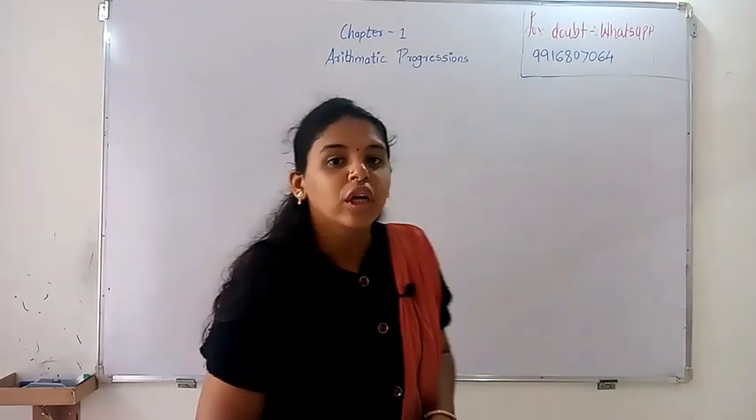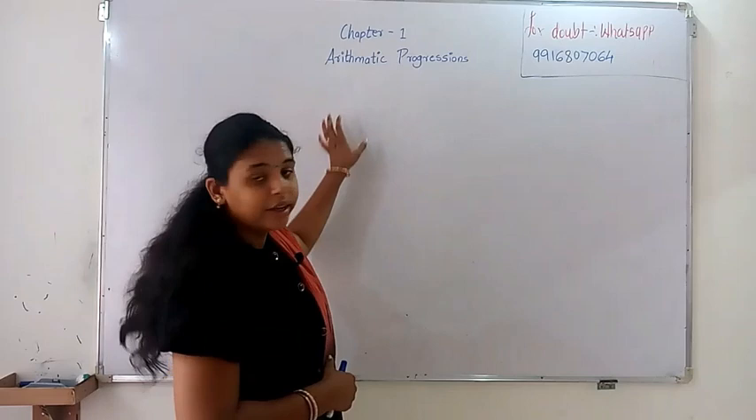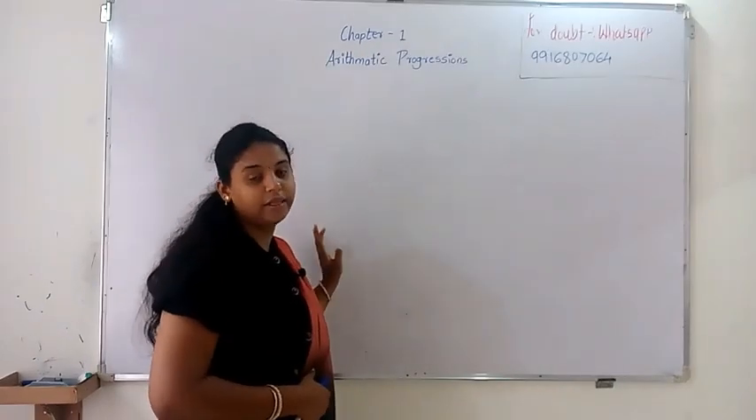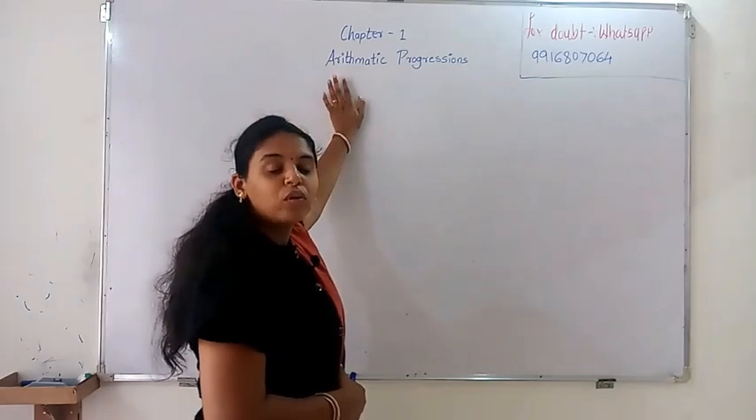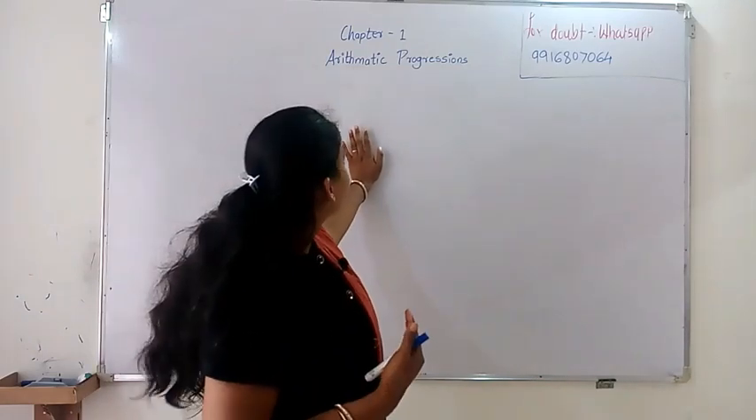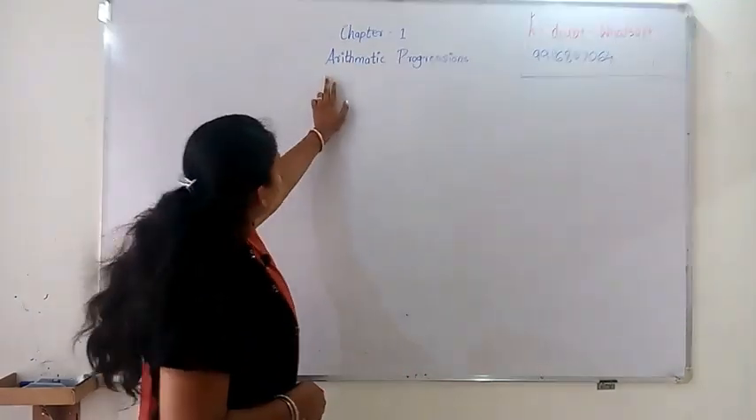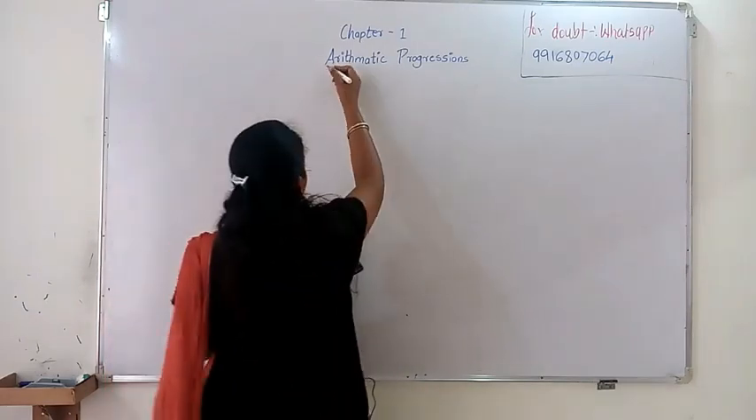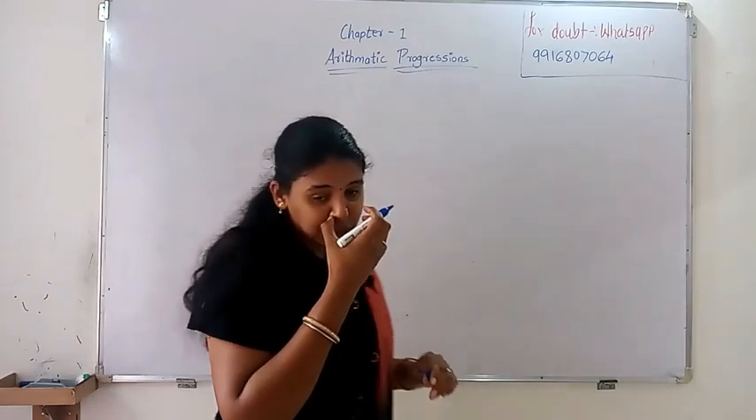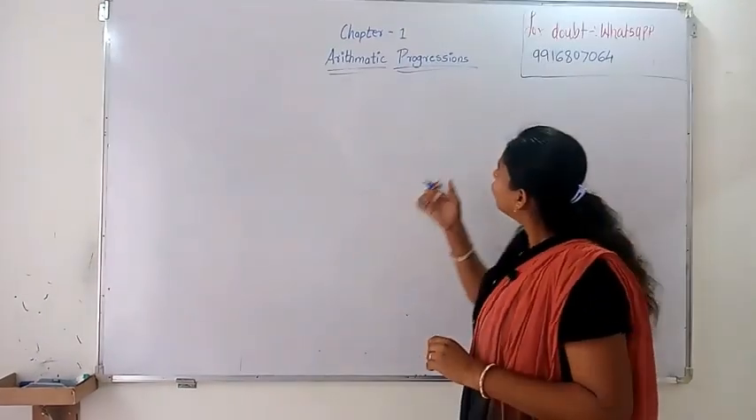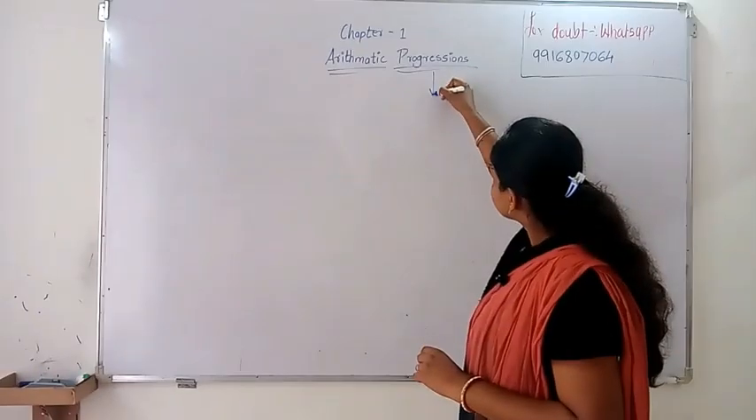So today we are going to start with the 10th subject, which is maths, and from maths we are going to discuss the first chapter. The name of the first chapter is Arithmetic Progressions. So basically, what do we mean by progression?